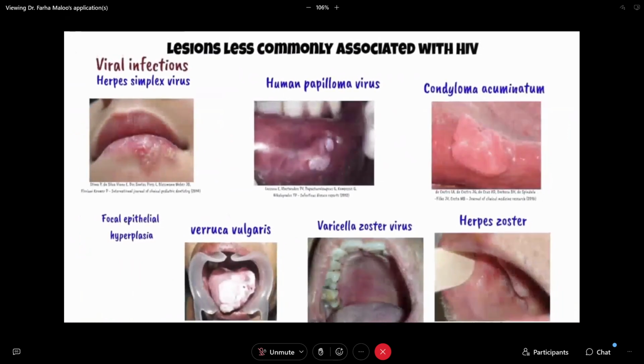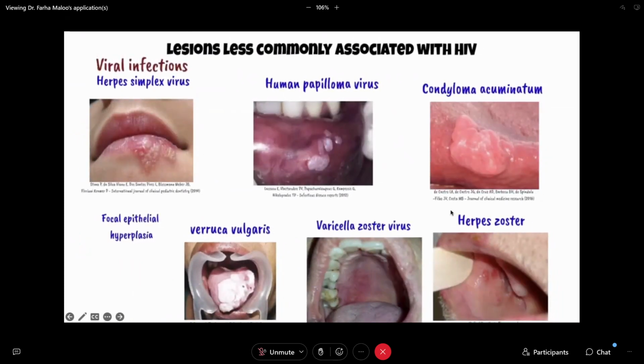Let us look at lesions which are less commonly associated with HIV. The herpes simplex virus causes superadded infection in immunodeficient patients with HIV. These are the typical vesicles which can be seen on the lips in a patient with herpes simplex.